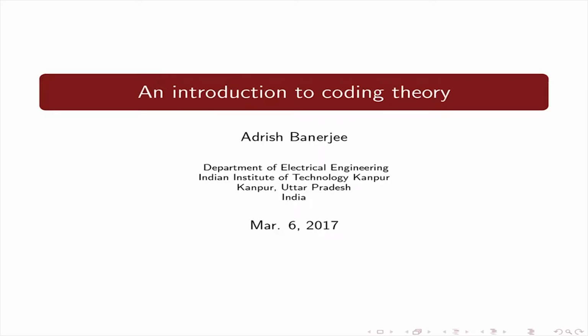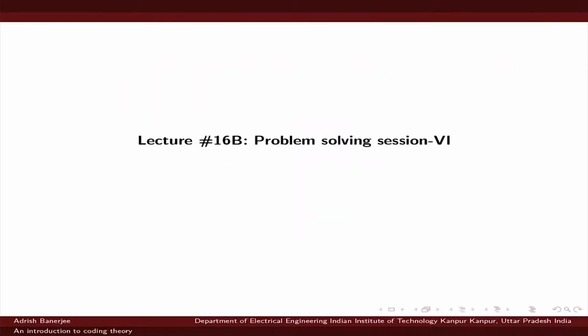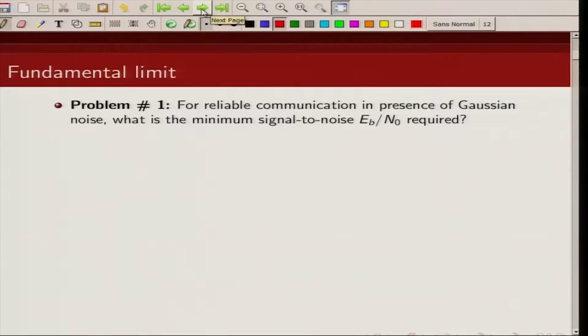So, in this lecture we will try to solve some problems related to convolutional code and in general. The first question that we will try to answer is, if you want to do reliable communication in presence of an additive white Gaussian noise channel, and of course, we have infinite bandwidth, what is the minimum signal to noise ratio required?